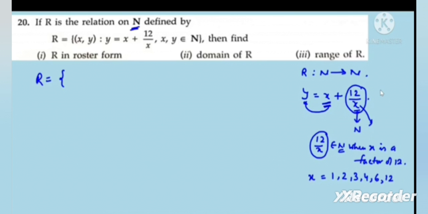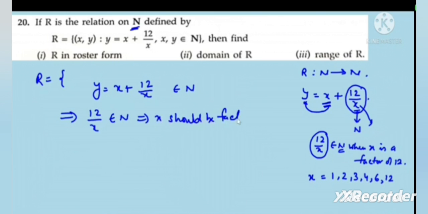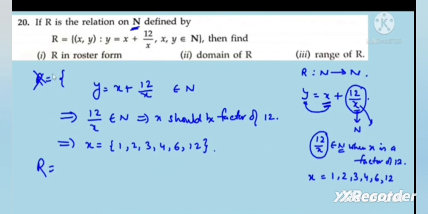If you put x as 1, what do you get? y is equal to 1 plus... see, first what we have to write. We have to represent in that form that y will be a natural number provided 12 by x belongs to N. That is possible only when x is a factor of 12. So x is equal to 1, 2, 3, 4, 6, 12. This is how it is to be represented.